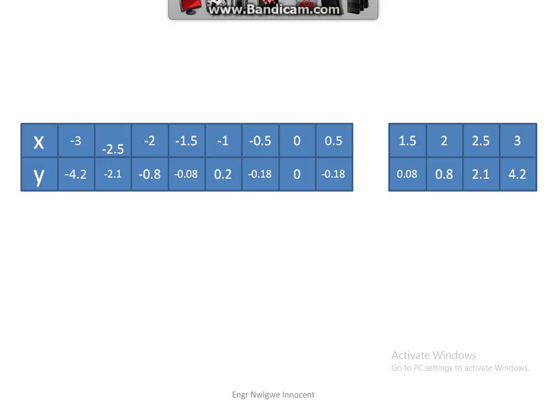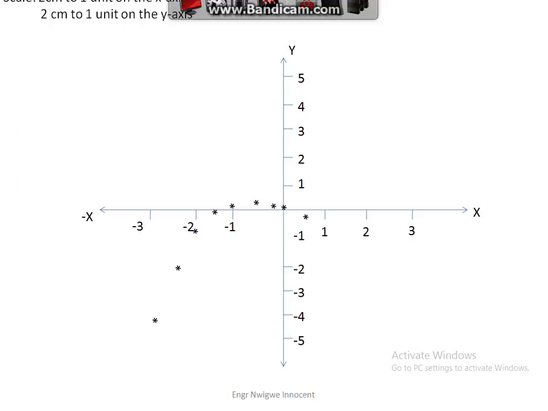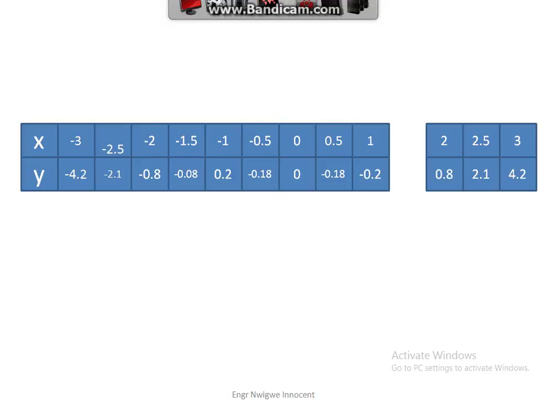Since the y is negative, then the graph is now going downward. Then you go back to the table and get the next item for x, which is 1, and the next item for y, which is minus 0.2. You now come back to the graph and trace the location of x, which is 1, and the location of minus 0.2 is downwards. That's the negative part of the y-axis. Then you now locate the position of that point there and mark an asterisk.